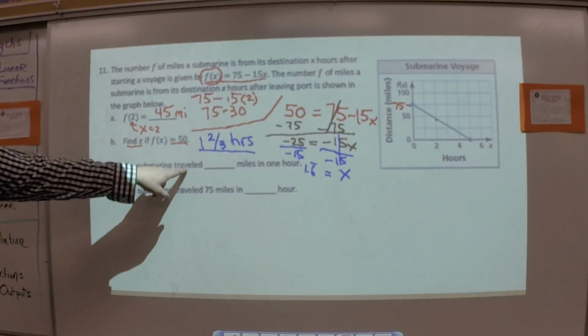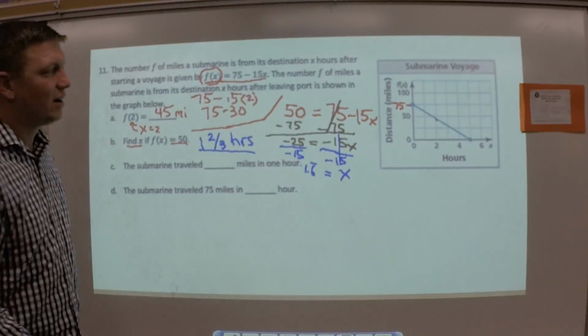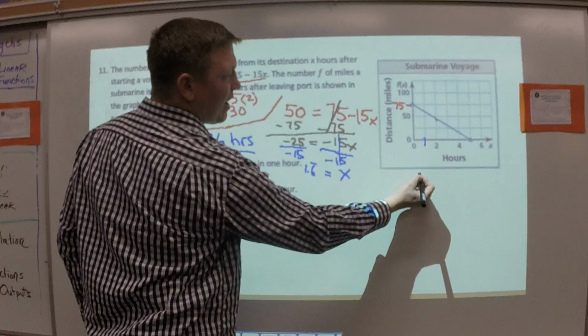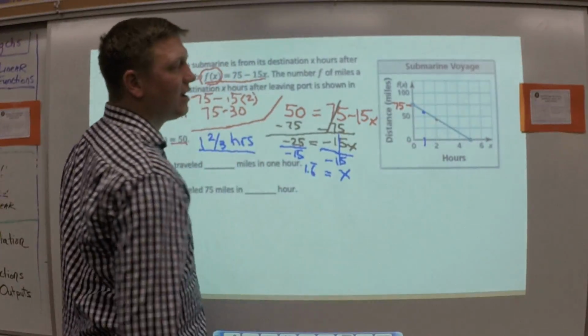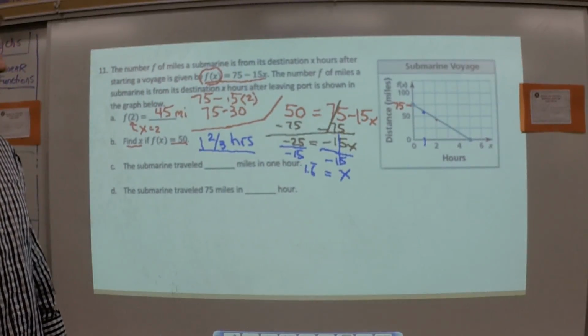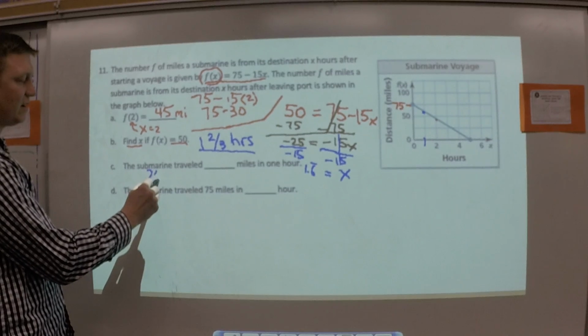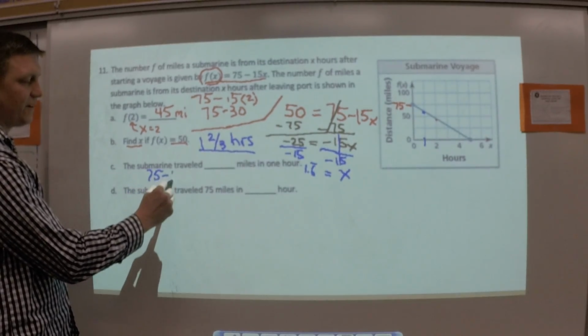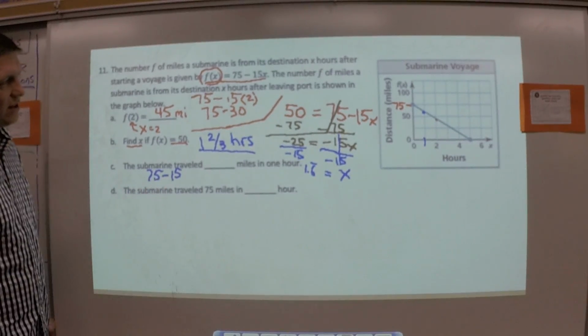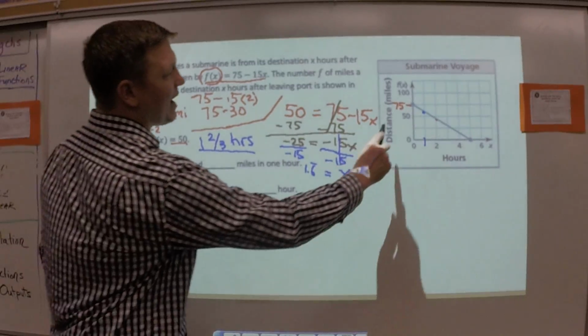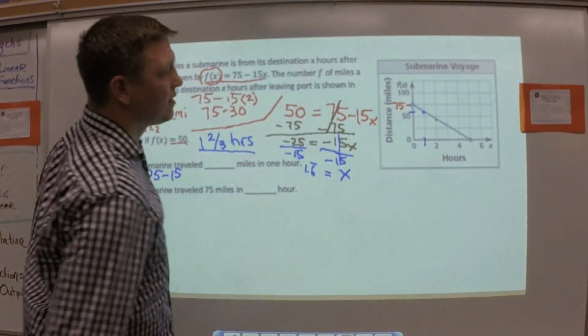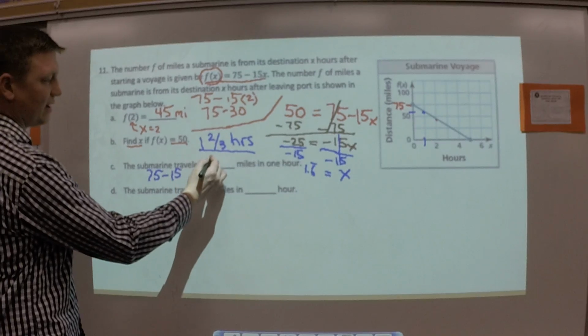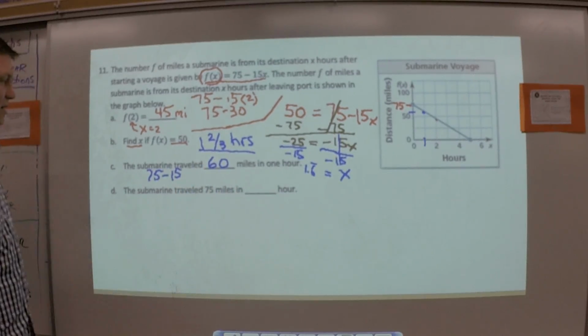The submarine traveled how many miles in 1 hour? We'll go find it. Let's see. There's 1 hour, and it's about right there. And how much less than 75 is that? Well, it'd be 75 minus 15. If we do that, then it would be at about what? Right here. About 60. Okay, 60 miles in 1 hour.